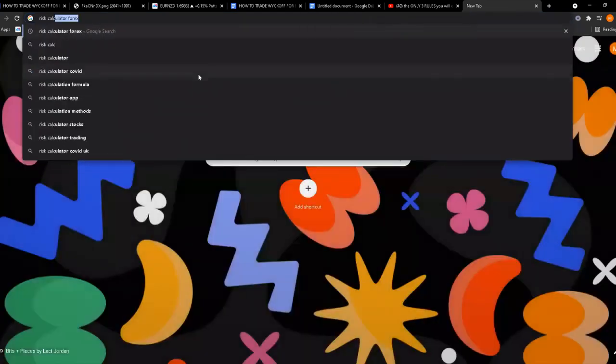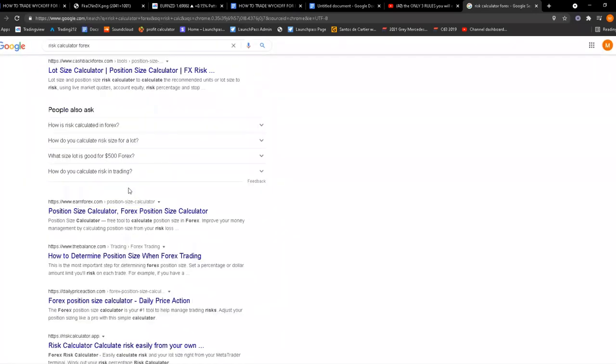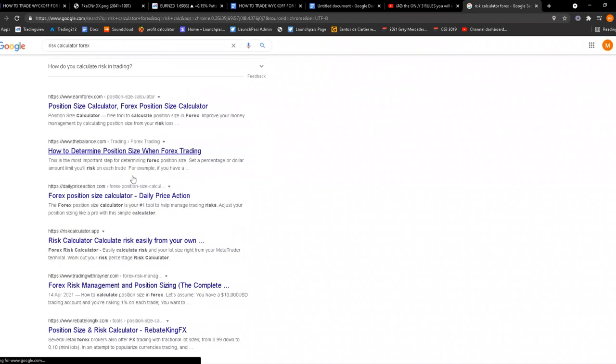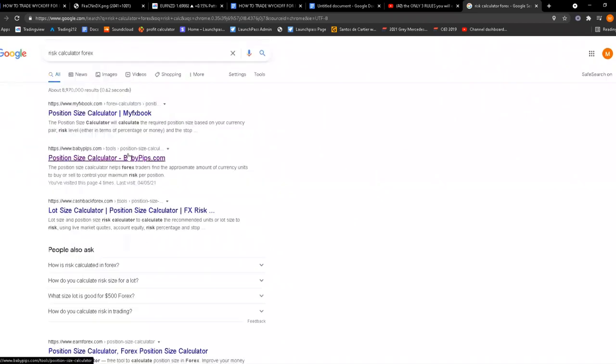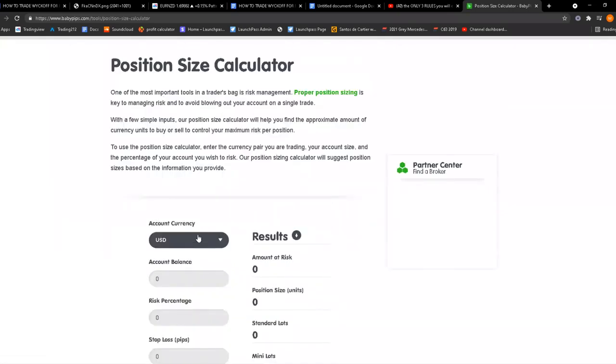I'll send through the risk calculator I use. This one right here. If I just show us, this is the one. Where is it? Not this one right here. There's another one I use. This one is fine. You can use this one. There's a nice risk calculator that you can do.